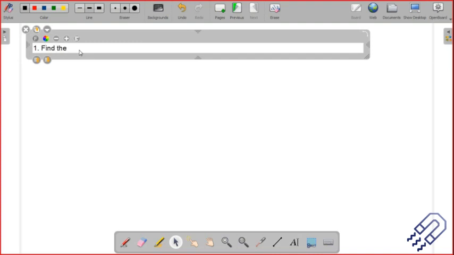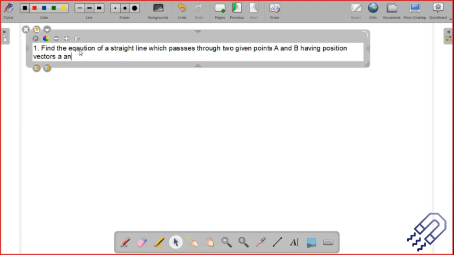The question says: find the equation of a straight line which passes through two given points A and B, having position vectors A and B. So A and B are vectors with respect to an origin. So what you have to do is find the equation of a straight line.